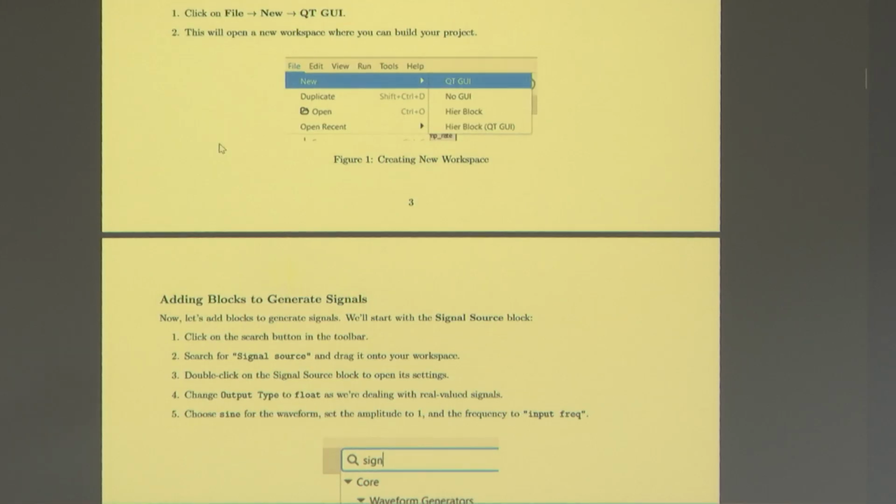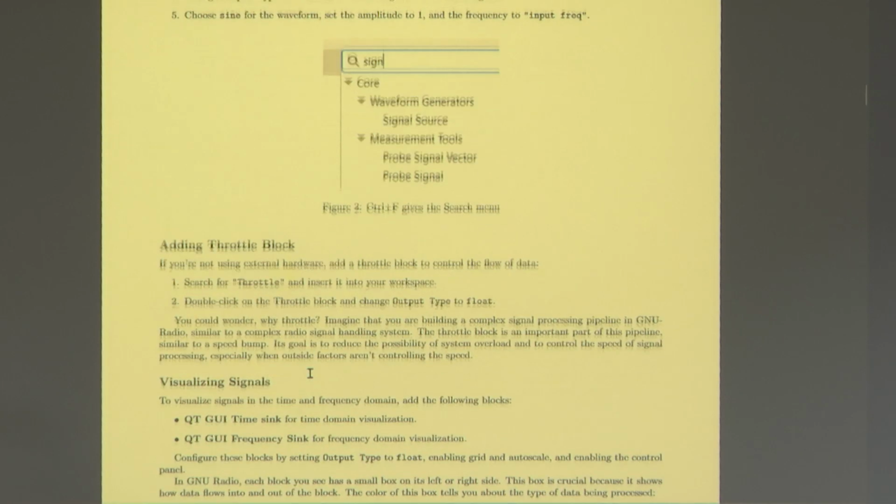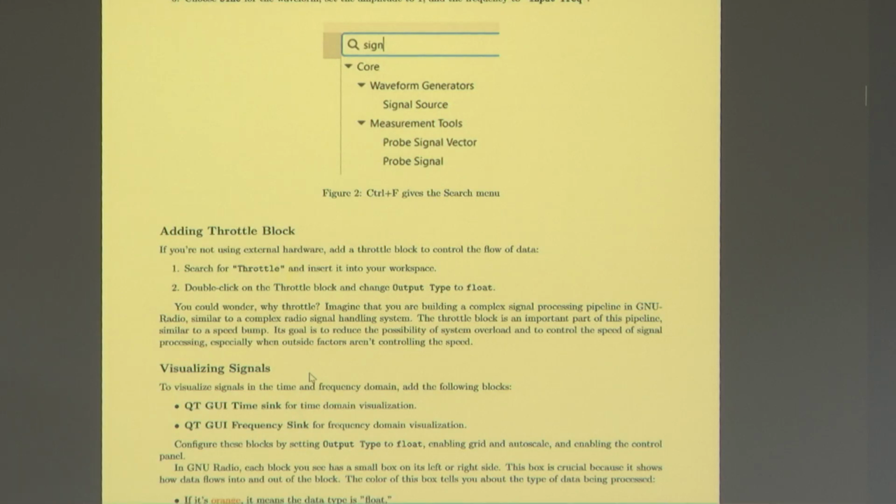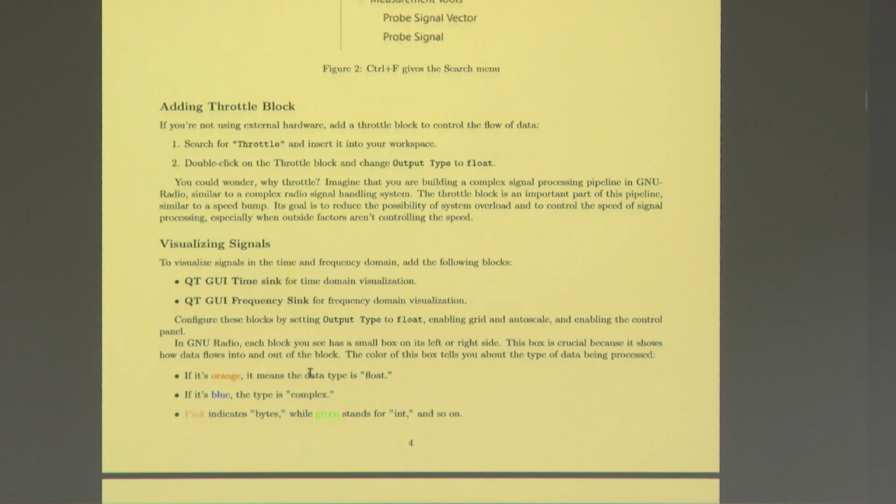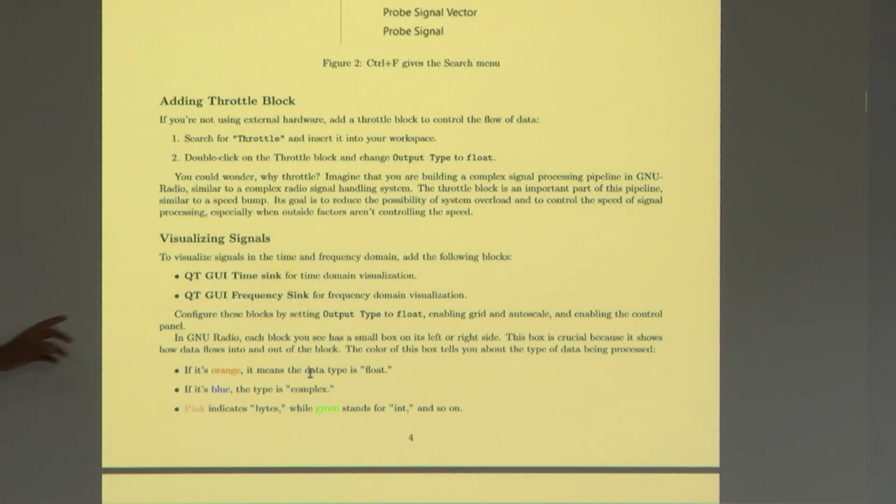Like how do you start a file? How do you add blocks? What is the throttle? We need the throttle because we need to limit the CPU processing power. There is a catch while making flow charts: if you don't add a throttle in the whole pipeline, then it will utilize the whole of the CPU power, right? And there are visualizing signals like time sink and frequency sink, which you'll see just now.